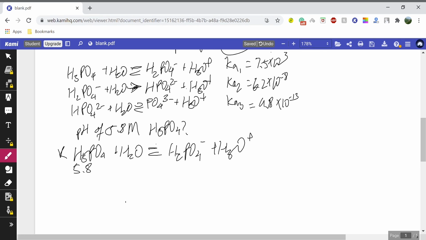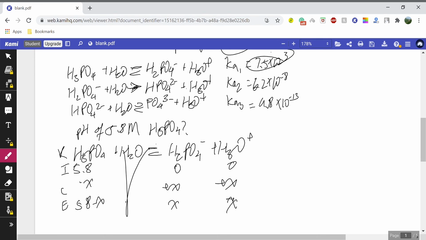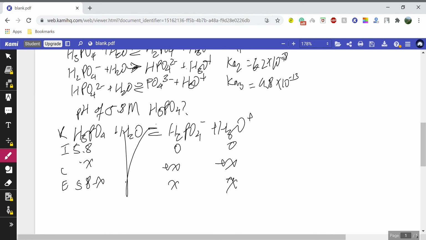So we're going to use the RICE chart. For H3PO4, it's going to be 5.8 minus X. The water we're going to cross out. The products start off at 0, plus X. This is going to be X. Let's take a look at K. Our K is 7.5 times 10 to the negative third. That is not a small number. So this time we're going to need to include the minus X.